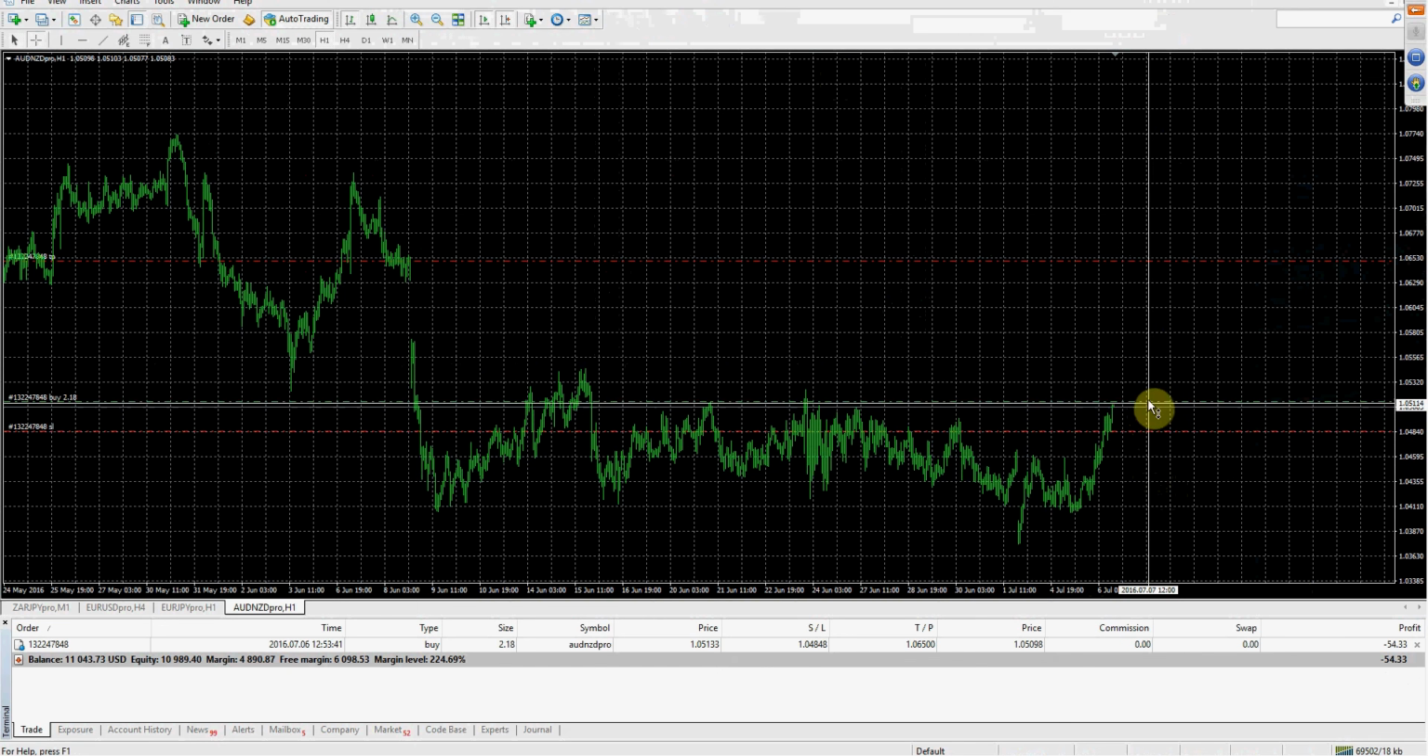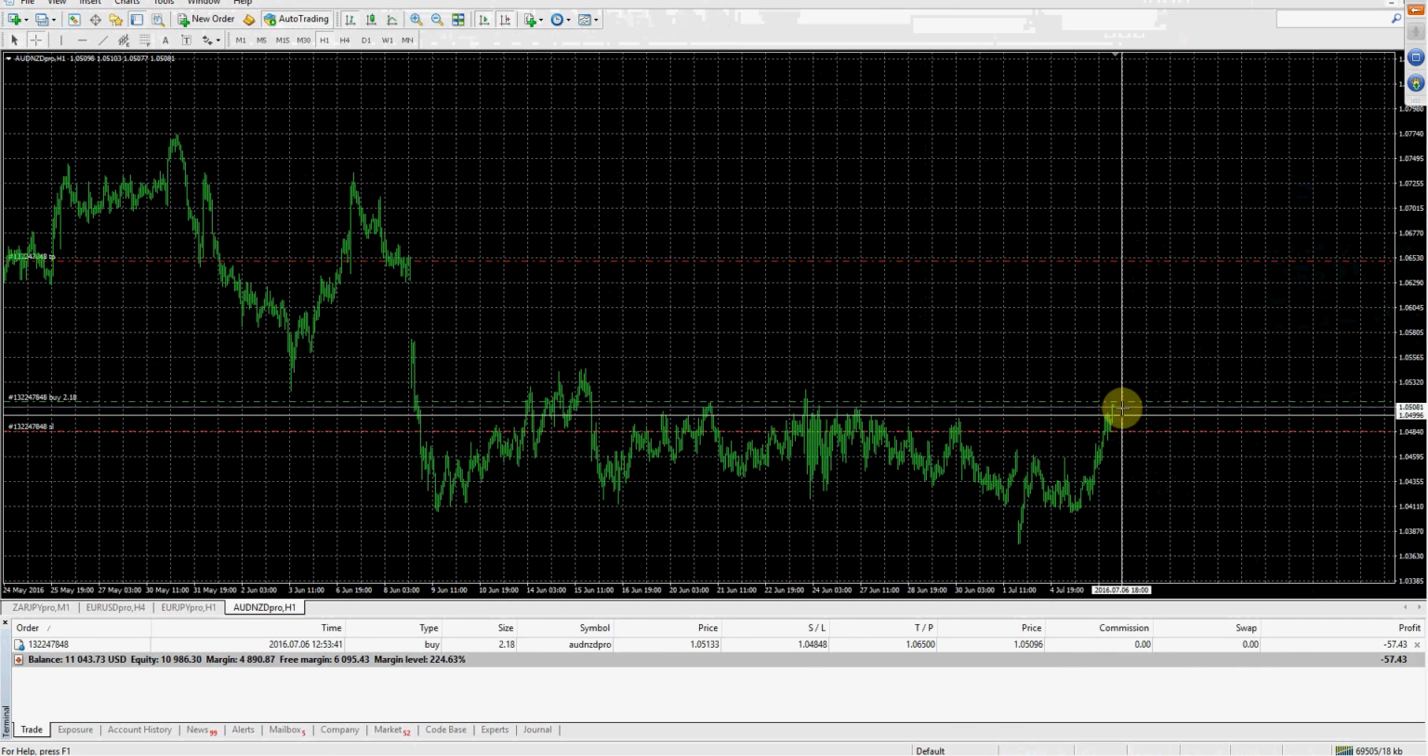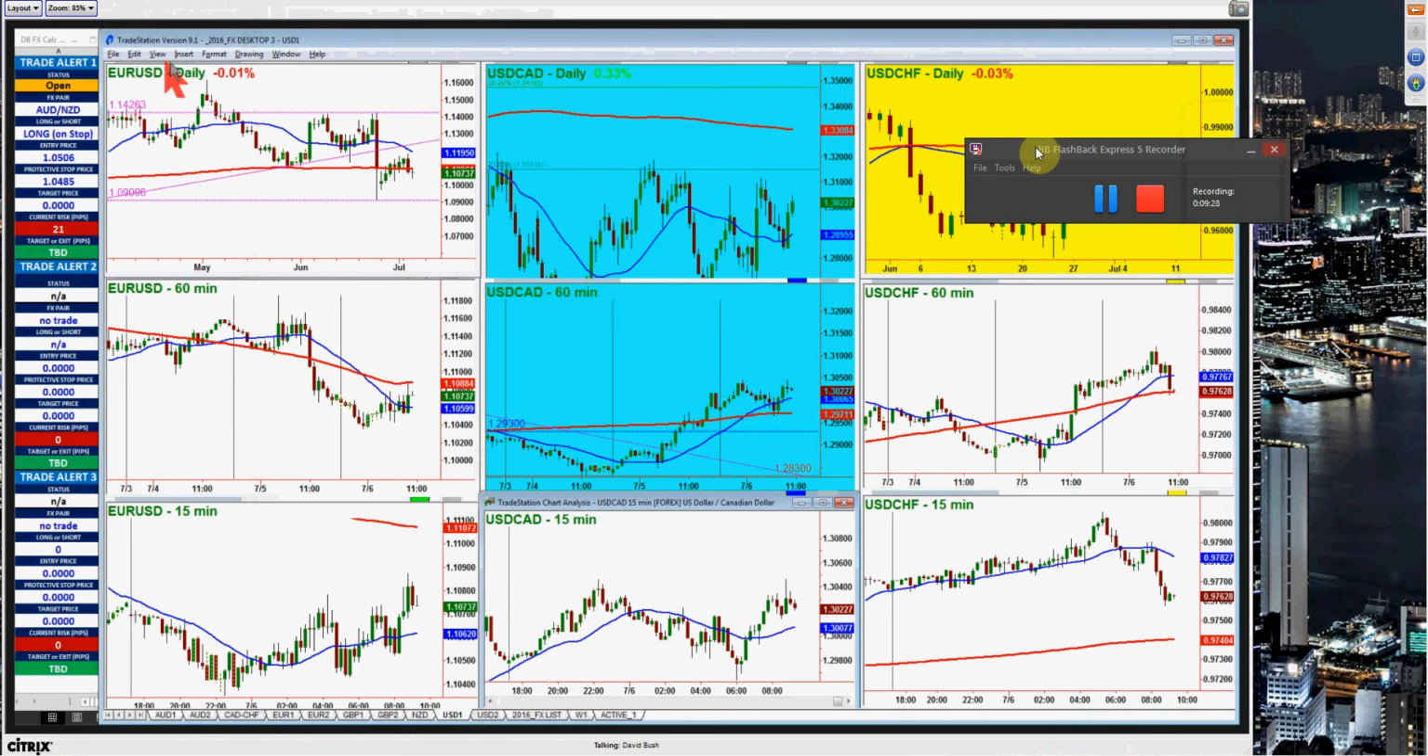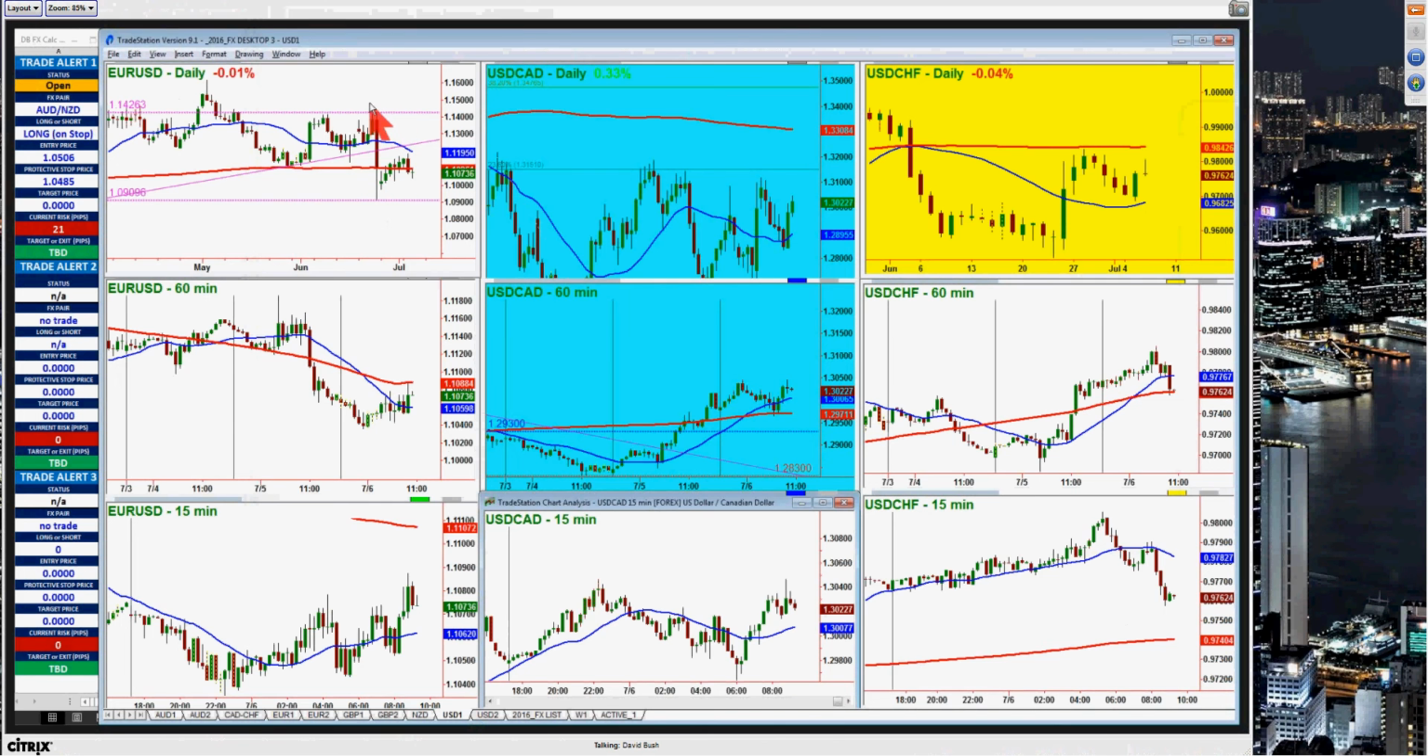And as you guys can see, the stop on this particular trade is about 30. Take profit is about 130. So right now we're just waiting to see what happens here. All right, I'll be back momentarily.